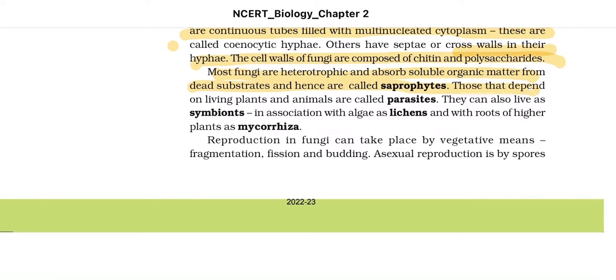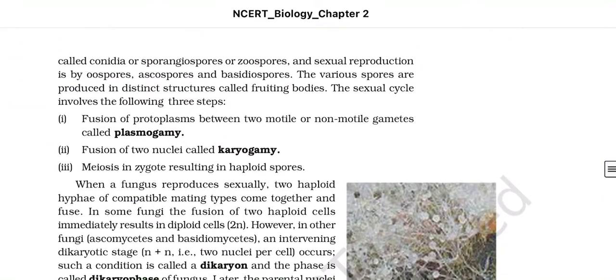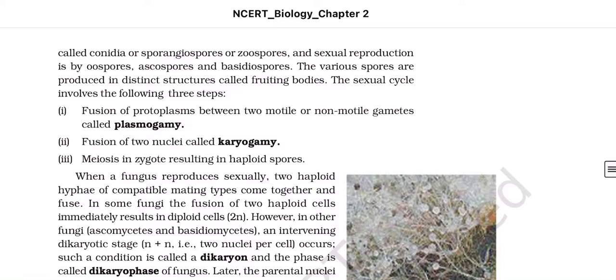Those that depend on living plants and animals are called parasites. They can also live as symbionts in association with algae as lichens and with roots of higher plants as mycorrhiza. Reproduction in fungi can take place by vegetative means: fragmentation, fission, and budding. Asexual reproduction is by spores called conidia, sporangiospores, or zoospores, and sexual reproduction is by oospores, ascospores, and basidiospores. The various spores are produced in distinct structures called fruiting bodies.